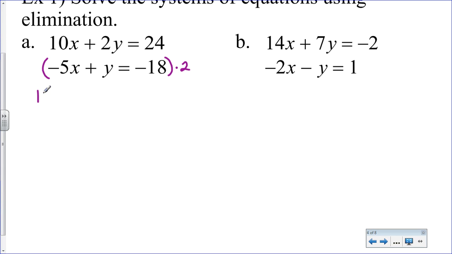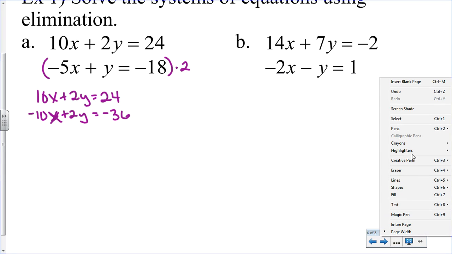So I'm going to rewrite my first equation. It's staying the same. I'm not changing that one at all. And then the second equation, we're going to multiply everything by 2. So I get negative 10x plus 2y equals negative 36. Most common mistake that I see here is that people mess up their signs or they forget to multiply everything by 2. So they'll put a negative 18 down here instead of a negative 36.